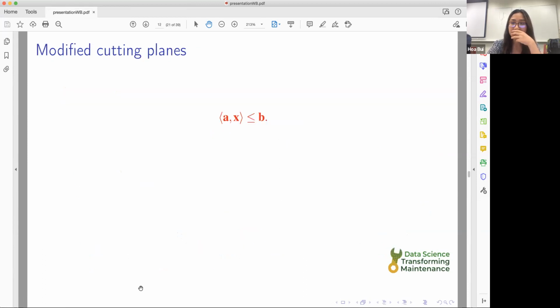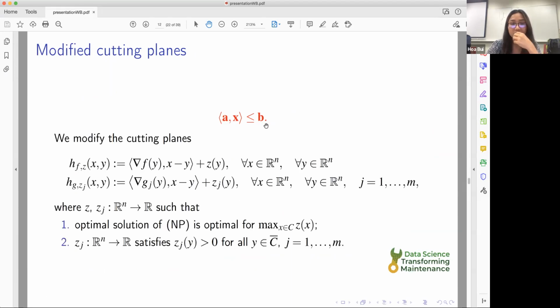So let's move to the second part, because I claim that the cutting plane can be easily modified. How do we modify the cutting plane? We modify it by changing two key items: the first one is b, and the second is a. So we can change either a or b. Let's see what happens if we change b.